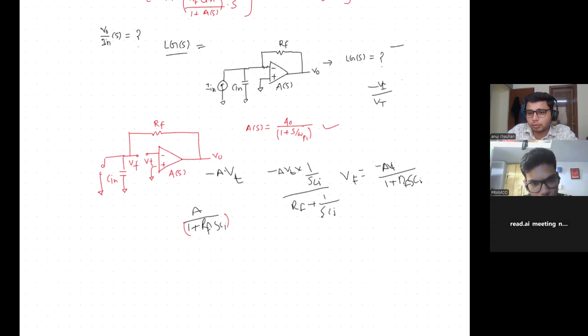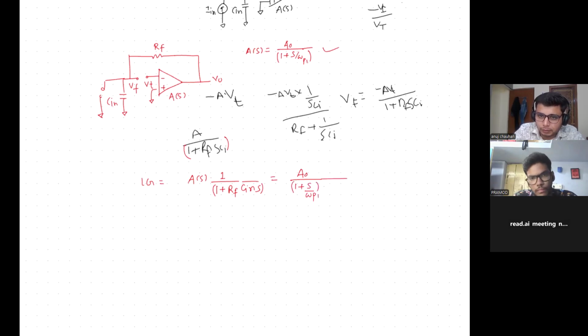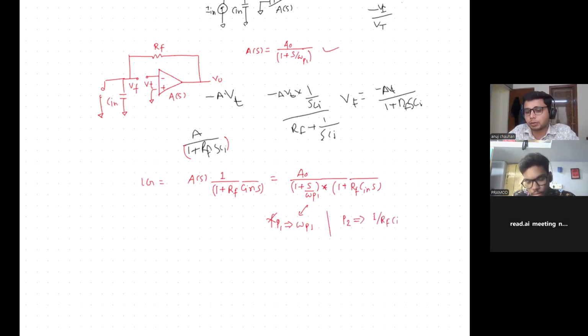What is the complete expression for the loop gain now? You simply put A of s times 1 over 1 plus RF C in S. And if we write the complete A of s here with omega P1, the other term is multiplied by 1 plus RF C in S. So one pole, P1, is defined at omega P1, and P2 is at minus 1 by RF into C in. I am talking about the frequencies. RF C in.